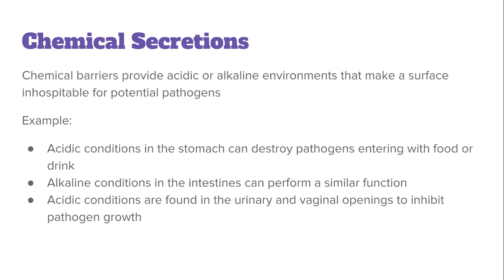So there's acidic conditions in the stomach, and that ensures that any pathogens that enter the stomach while you're eating or drinking are destroyed. The second are alkaline conditions in the intestines, and again, if something hasn't been destroyed by the acidic conditions in the stomach, they are then destroyed in the intestines. And then there are acidic conditions found in the urinary and vaginal openings to inhibit any pathogen growth.